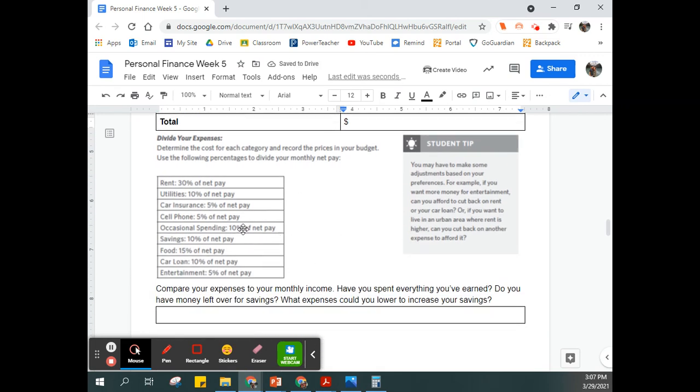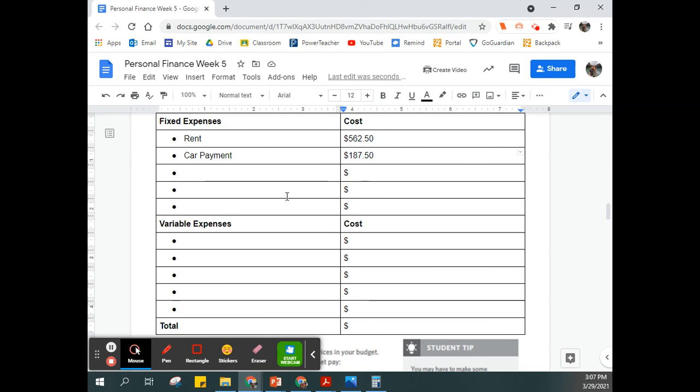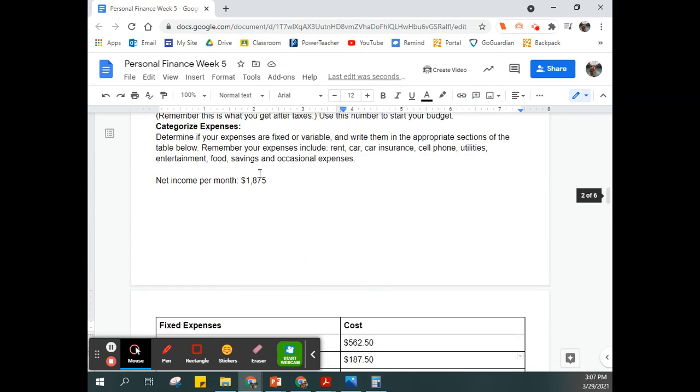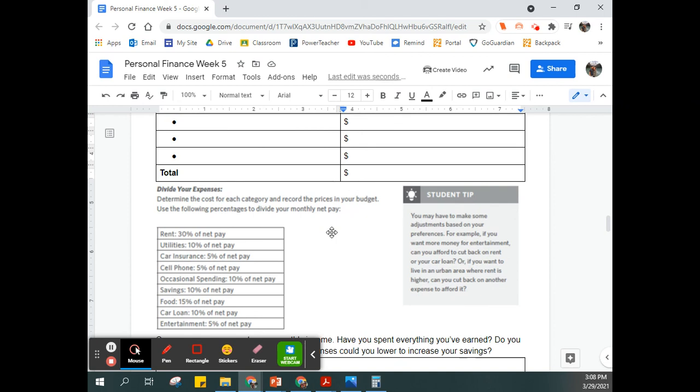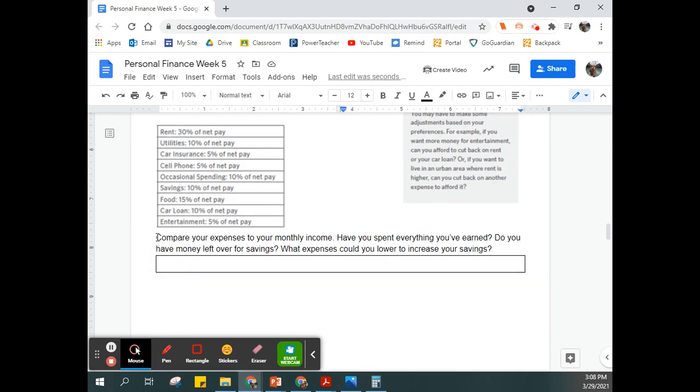If you add these things up, I believe that adds to 100%. Yeah, 100%. So then all of these things combined will add, once you can add up the cost in every box here on the right column, it will add up to $1,875. Very basic math. All you're doing is multiplying by a decimal point, and then adding. Very simple. And then last thing in this box, compare your expenses to your monthly income. Have you spent everything you've earned? Did you have money left over for savings? What expenses could you lower to increase your savings based on this chart? Okay, so do that, and when you are done, that is it for today.